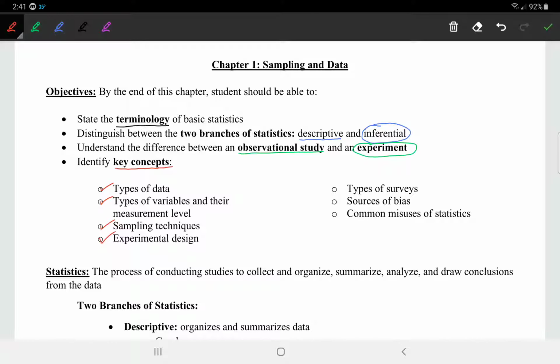There are many different types of surveys that we can use to collect data. All of them are subject to bias. We'll learn about those sources of bias. And then lastly, we'll talk about some common misuses of statistics.